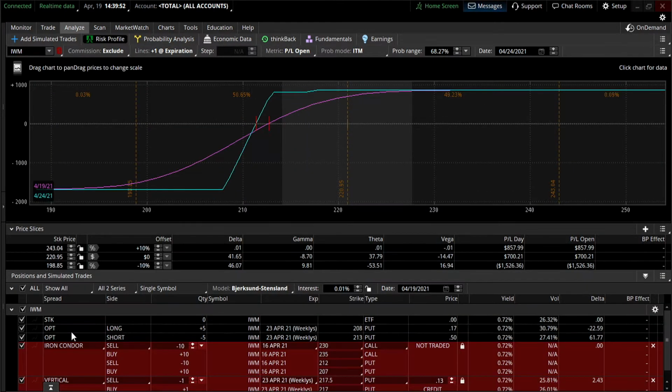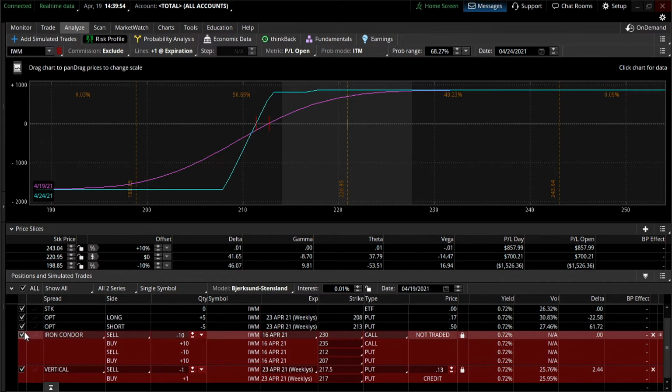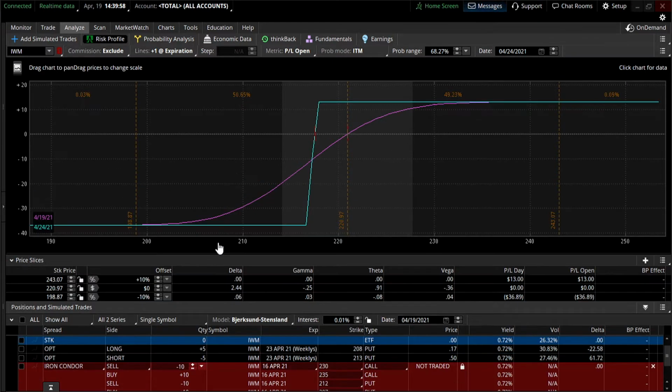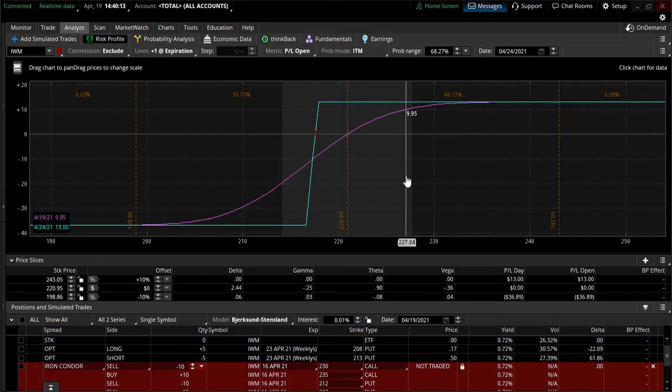So let's lock that in, and we'll go ahead and analyze this trade and see what it looks like. Let me make sure I got it isolated down here. Get rid of all of this stuff. All right, so here it is. And you can see right here, this is the max gain, right? And you can look over here to the left. You can see how it says $13, right? That's the most we can make at expiration. And the most we can make is the credit that we receive. As soon as we receive that credit, that's the most we can make, right? So at that point, we just got to make sure we don't lose any money.